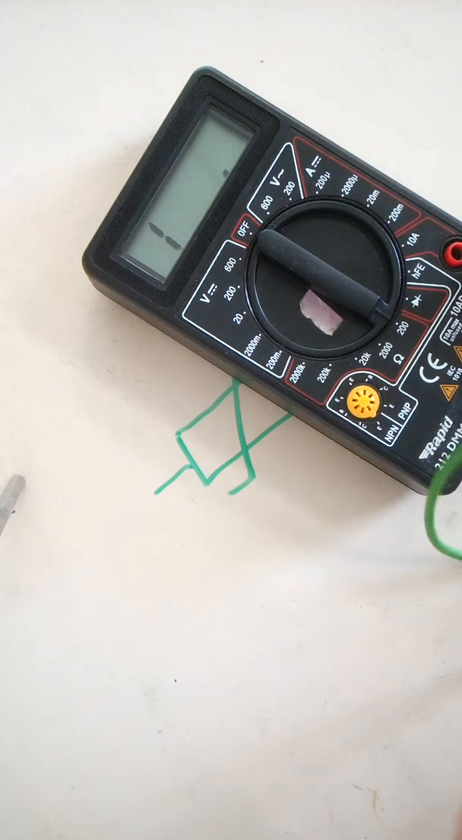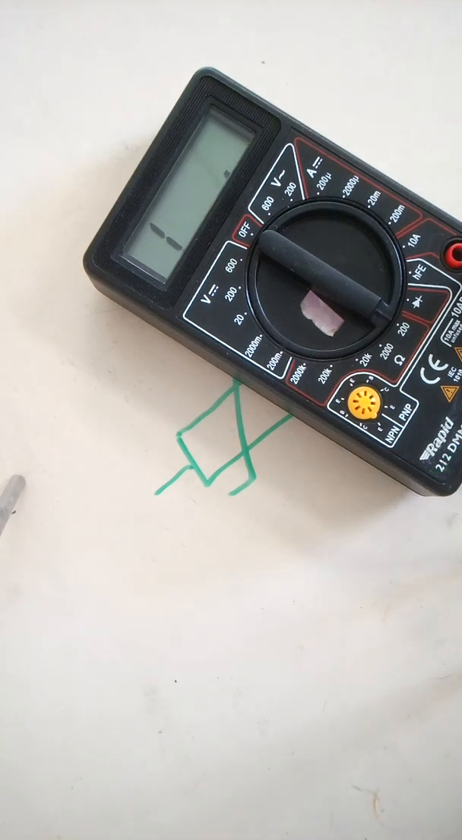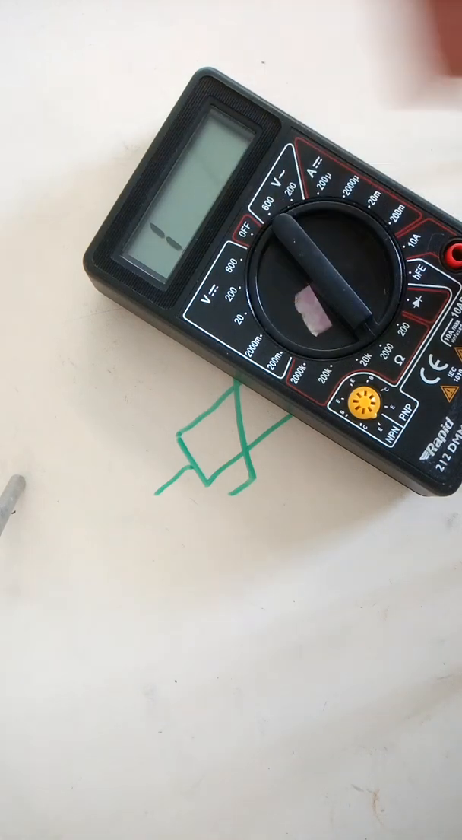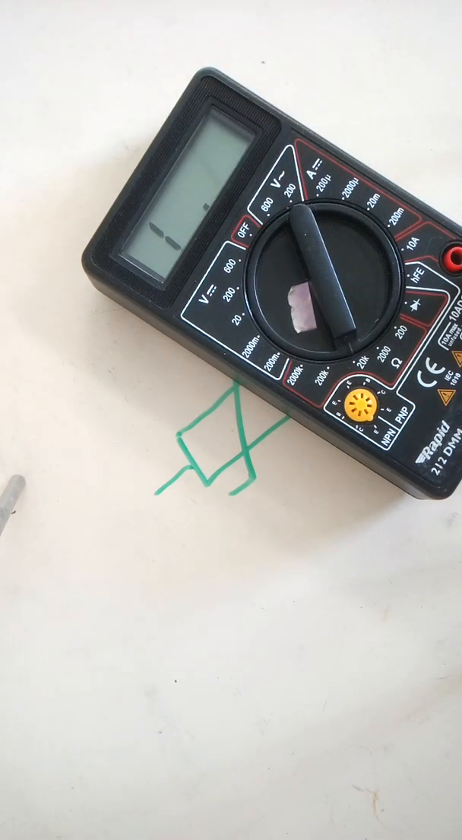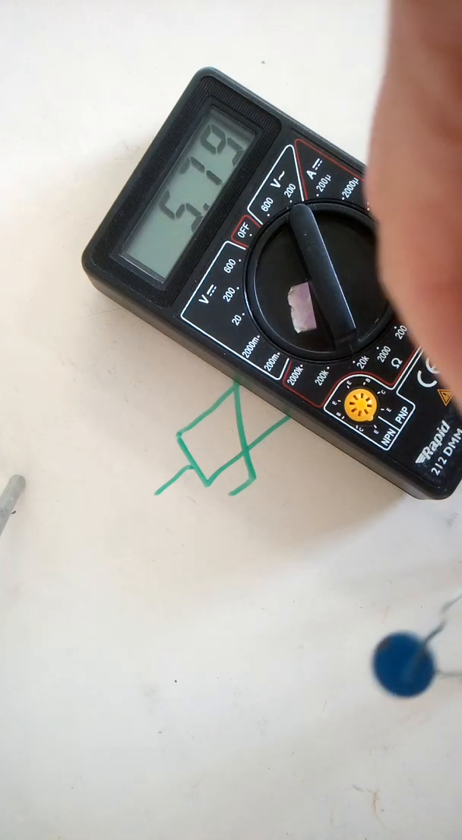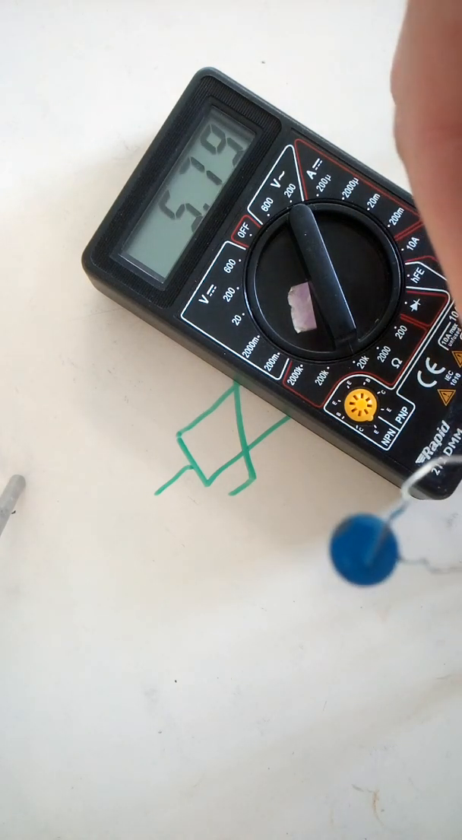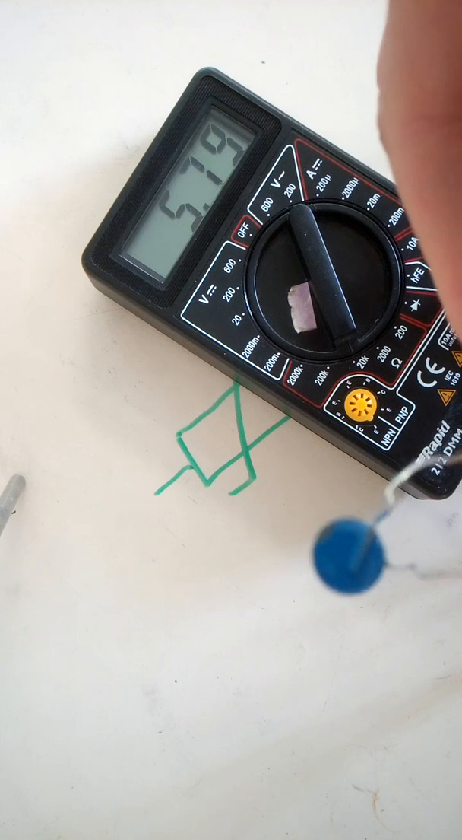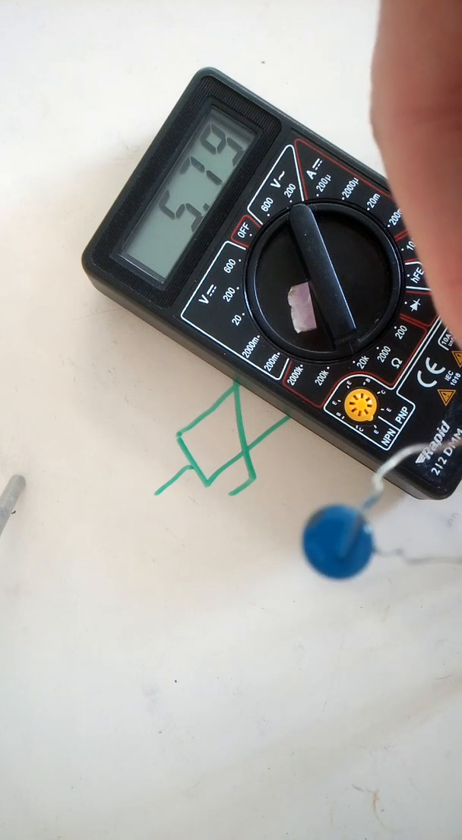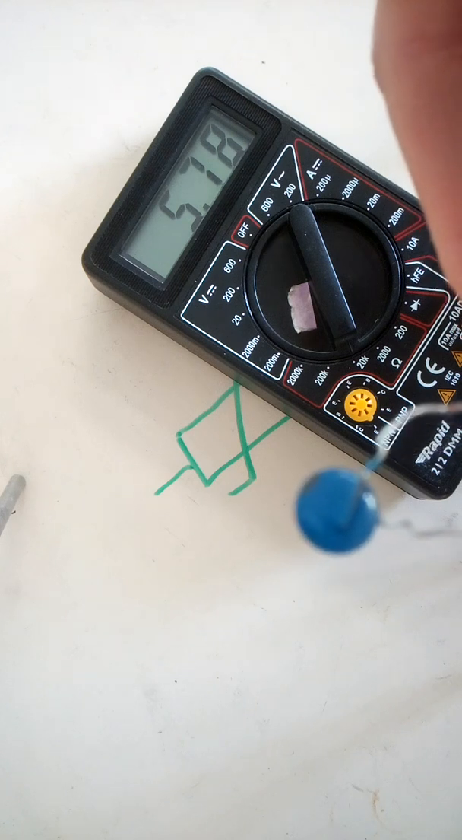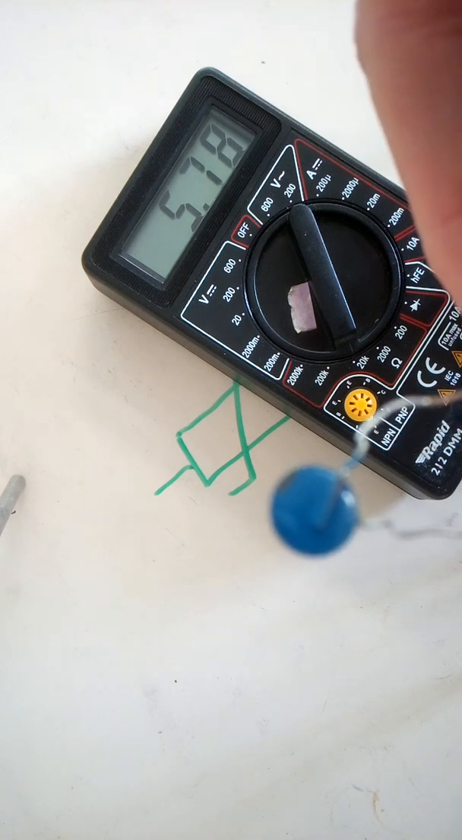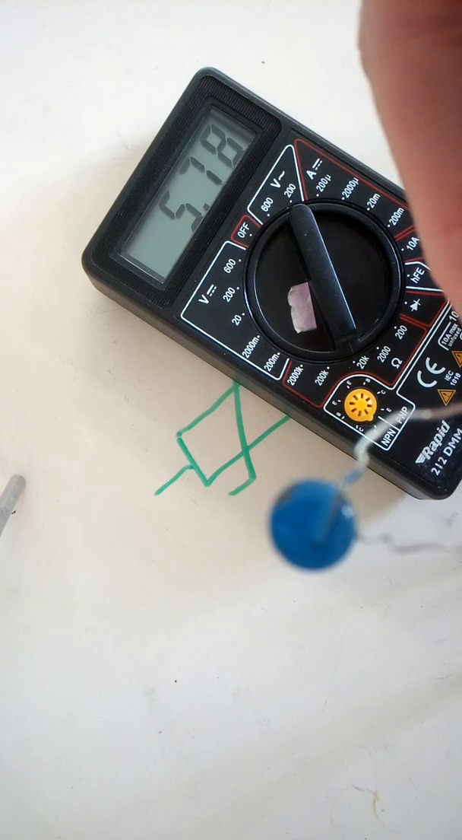Okay, so I'm just plugging it into the multimeter and just going through to get an idea of what the resistance is, and you can see that the resistance of this component at room temperature is 5.79 kiloohms. Okay, so quite a lot. We're going to have a look and see what happens when we increase the temperature.